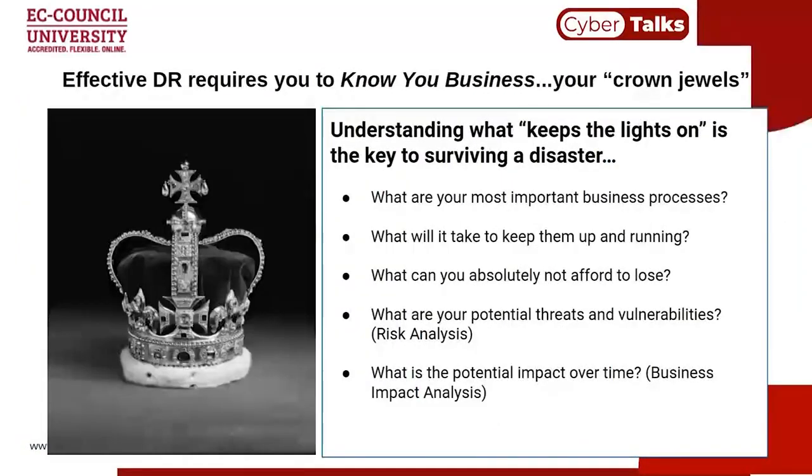So, as I talked about, effective DR requires you to know your business. So let's go back to the beginning of that pyramid. Know your crown jewels. What are the crown jewels? They're the things that keep the lights on. They're the most important business processes. They're the ones that keep you making revenue, right? Some companies, if they go down, are losing hundreds of thousands of dollars an hour, millions of dollars, you know? So when you're talking about massive enterprises, what are the ones that keep the revenue coming?